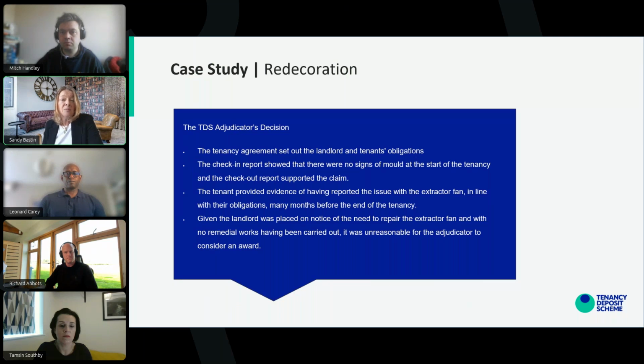But the tenant did provide evidence of many times reporting during the tenancy, and there was no evidence to show that anything was done about that. And given the fact that the landlord was placed on notice of the need to repair the extractor fan, and with no remedial works carried out, it was unreasonable for the adjudicator to consider any award, because the tenant had complied with their obligation to notify of any issues. Next slide, please, Rich.